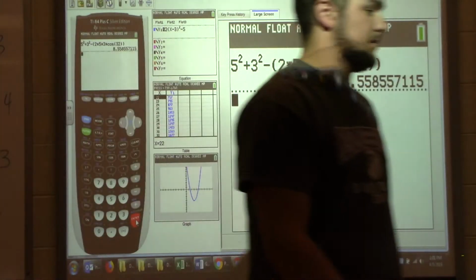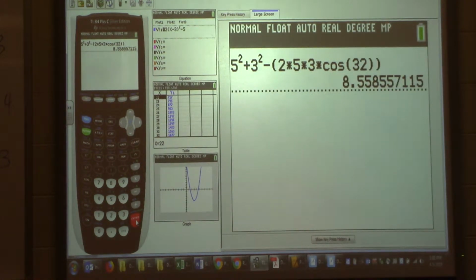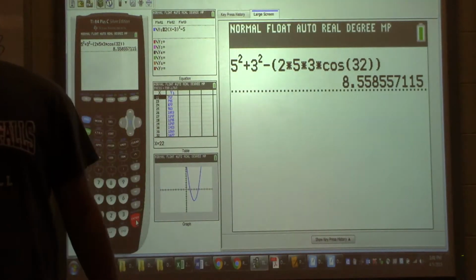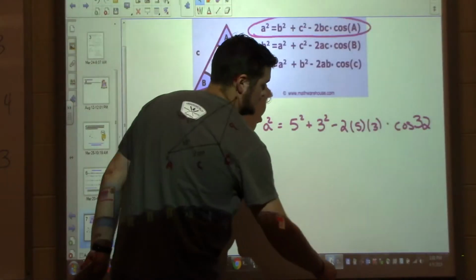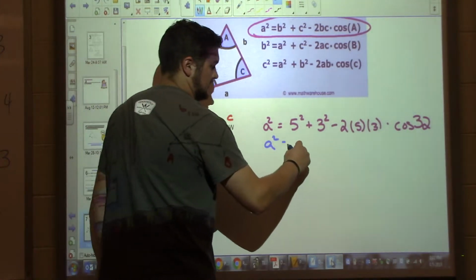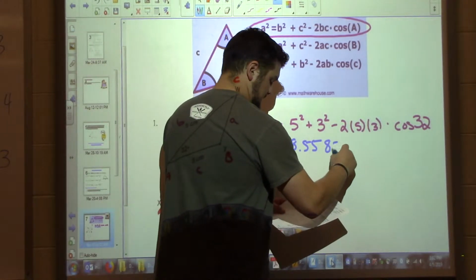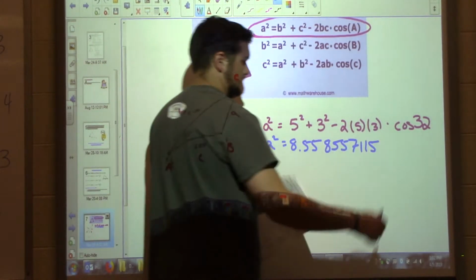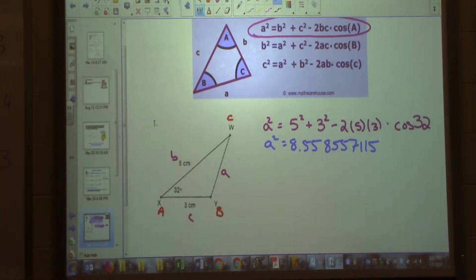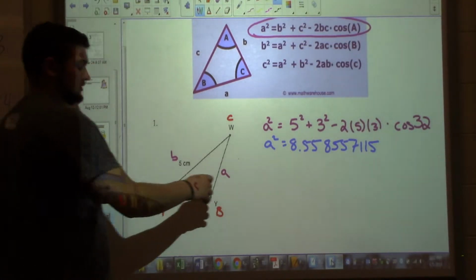So we get a squared equals 8.558557115. Do we all follow how I did that? So I get a squared equals 8.55855. That's what we get for a squared. But I'm not looking for a squared, I'm looking for A. So what should I do to this? Square root it. So square root both sides.